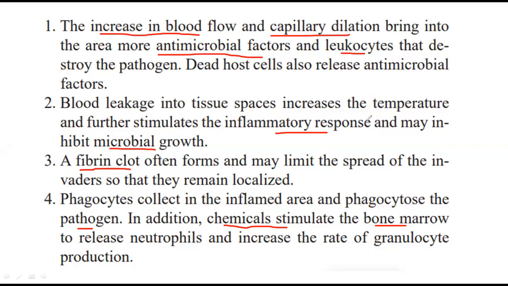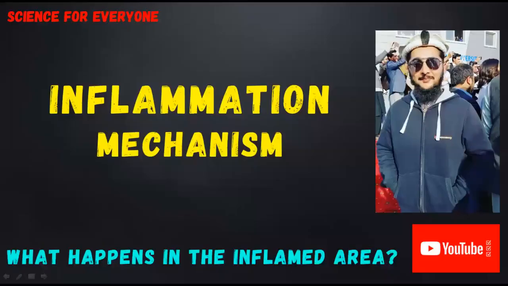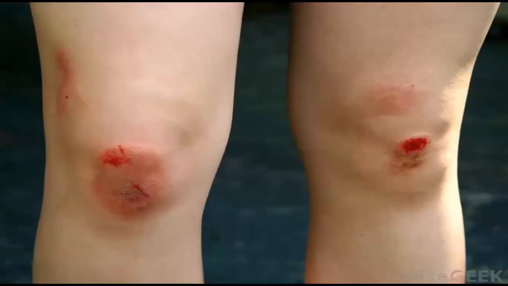Okay, so this was all about the inflammation. If you have any further questions related to inflammation, you can ask me in the comment box. It was a simple overview, and I want to tell you guys that this is acute inflammation. Acute inflammation means the very starting point of the inflammation. For example, if you are hurt and directly the inflammation starts, this is acute inflammation. And another type of inflammation is chronic inflammation, which is another topic for me to discuss.